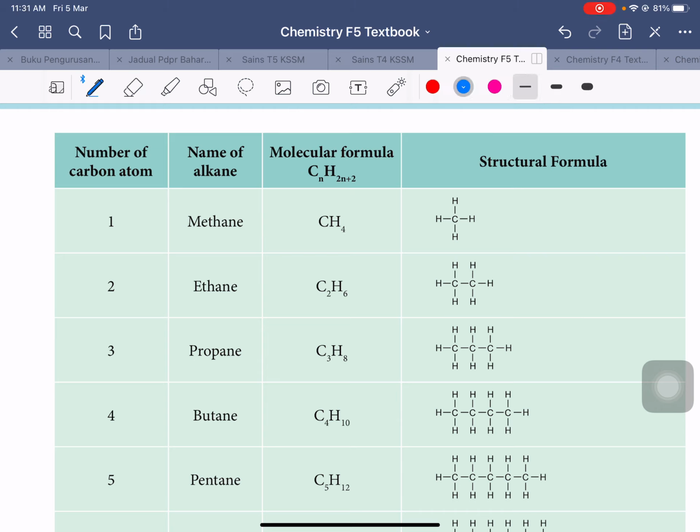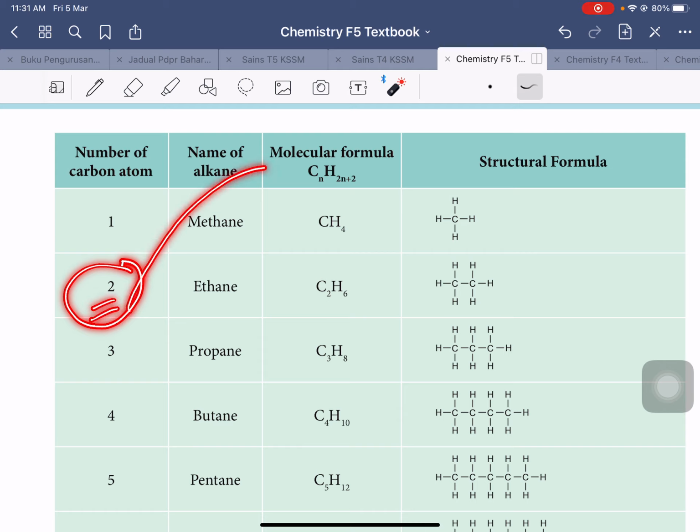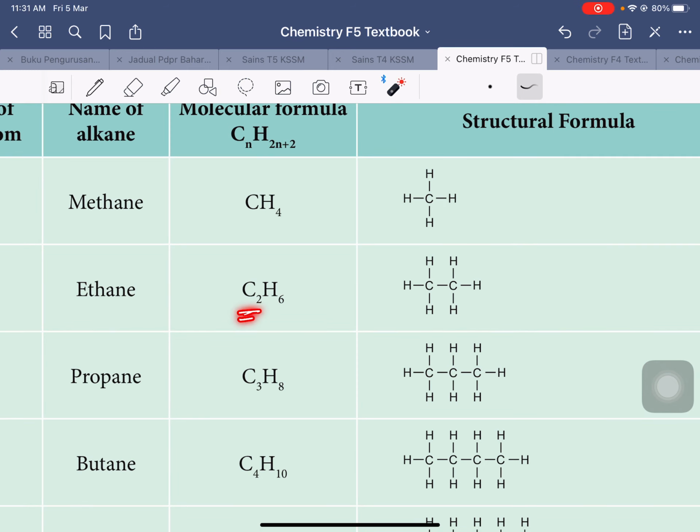Okay. Yang kedua, number of carbon atoms 2 kan. So put the 2 inside n. It will become C2H6 because 2 times 2 is 4, 4 plus 2 is 6. So the name will be ethane. Okay? Ethane. Structural formula, how it gets like this. Lukis dulu C. C bonded to C first. C duluan, C.